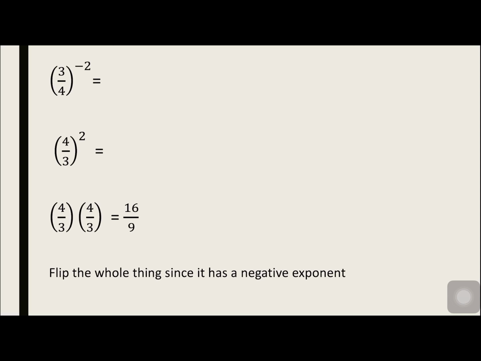3 over 4 to the negative 2. Flip the whole thing since it has a negative exponent. So we get 4 over 3 times 4 over 3. 4 times 4 is 16. 3 times 3 is 9.